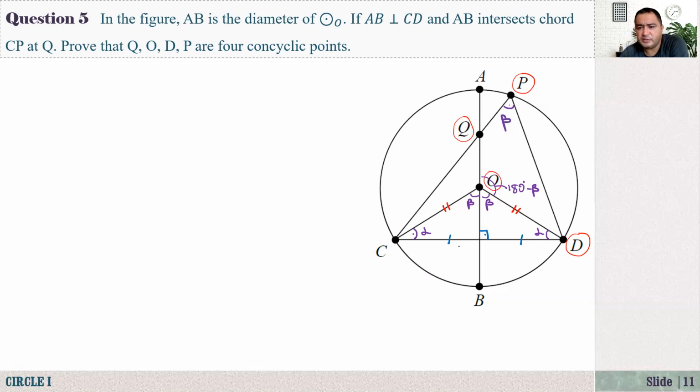Now from here, if you just add angle O plus angle P, what is angle O? Angle O is 180 minus beta. And angle P is beta. So their sum is 180 degrees. So which shows that since the sum of the opposite angles of a quadrilateral is equal to 180 degrees, that means that the quadrilateral is a cyclic quadrilateral.